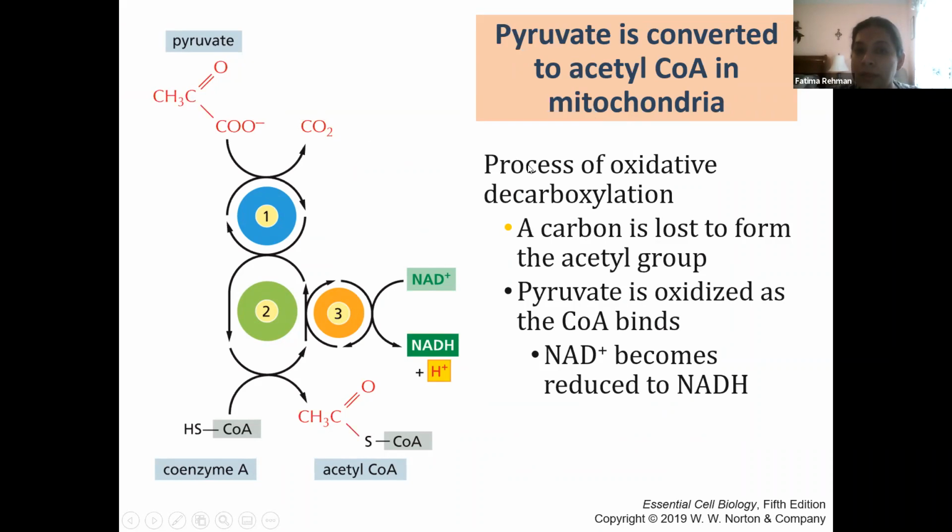This involves, again, oxidative decarboxylation, in which one of the carbons is lost from the pyruvate molecule to create an acetyl group. And then the pyruvate is oxidized to become the acetyl-CoA by binding to a coenzyme molecule. In this process, you get some NAD plus that is reduced to NADH and some protons that are released. All of these, again, electron carriers will then get shuttled into the electron transport chain as it moves further in the process.